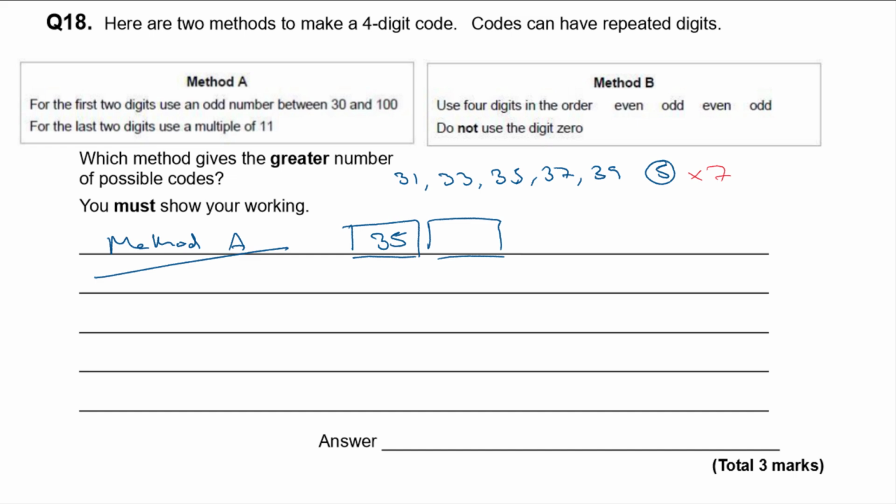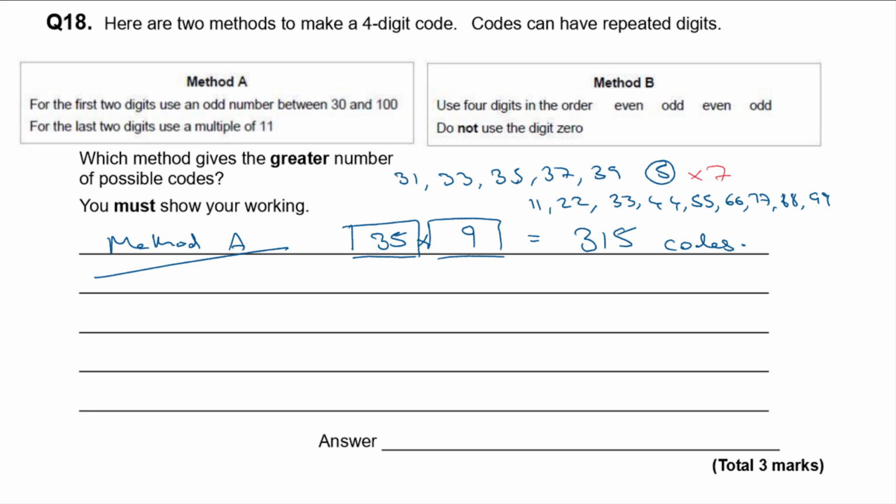Okay, so how many multiples of 11 are there? Well, there's 11, 22, 33, 44, 55, 66, 77, 88, and 99, which is 1, 2, 3, 4, 5, 6, 7, 8, 9. I've got 9 choices for that one. So multiplying those together, 35 times 9, that gives me 315 different codes.